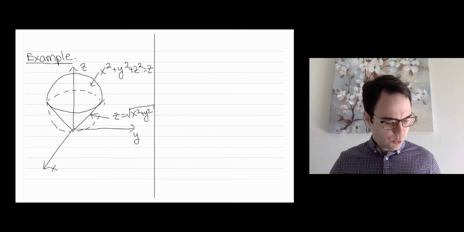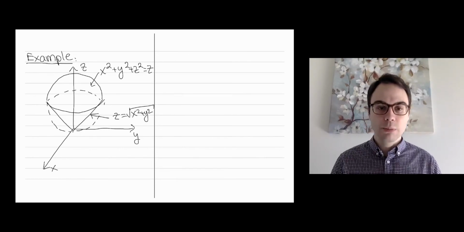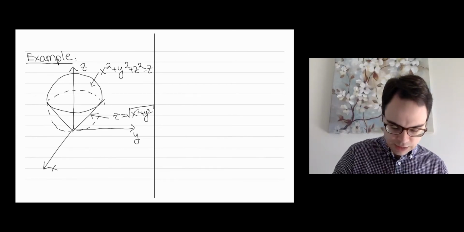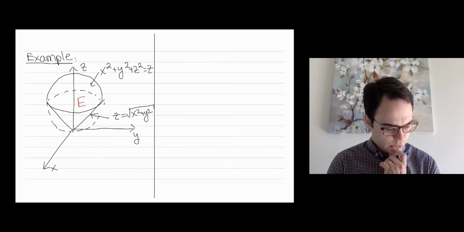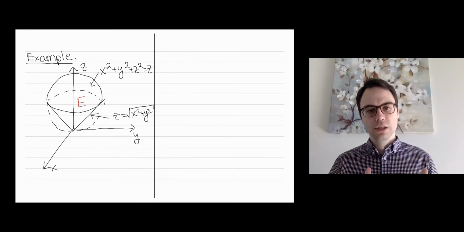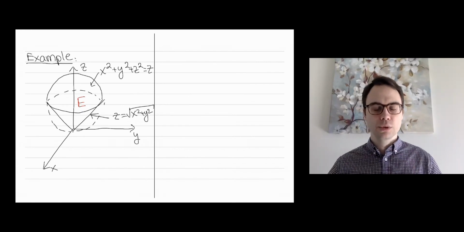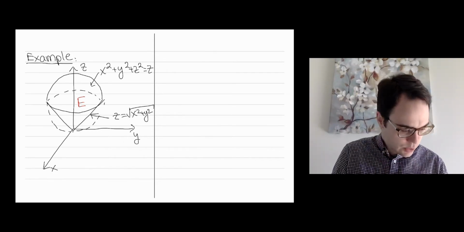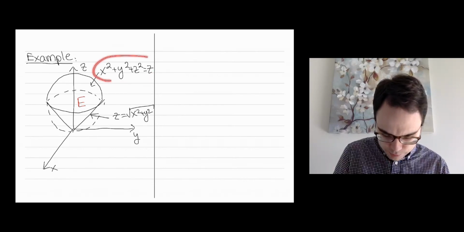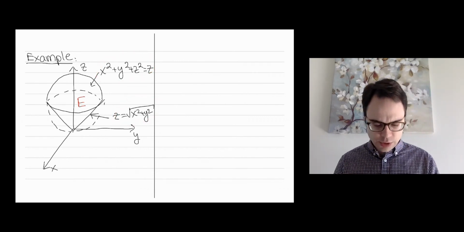Okay, so our job is to compute the volume of this region E. E is the region inside these two. So here's E. It's going to be useful to describe these two surfaces, the sphere and the cone, in terms of spherical coordinates. Our problem tells you to compute this volume using spherical coordinates. So it's going to be useful to rewrite these equations in spherical coordinates.